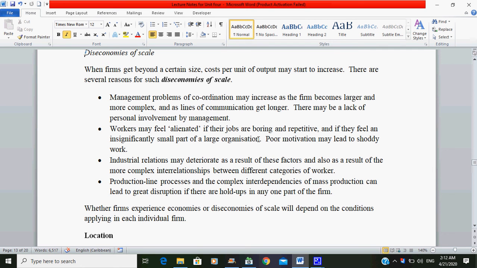Poor motivation may lead to shirking or shoddy work. Next one, industrial relations may deteriorate as a result of these factors and also as a result of more complex interrelationships between different categories of worker. Production line processes and the complex interdependencies of mass production can lead to great disruption if there are holdups in any one part of the firm.